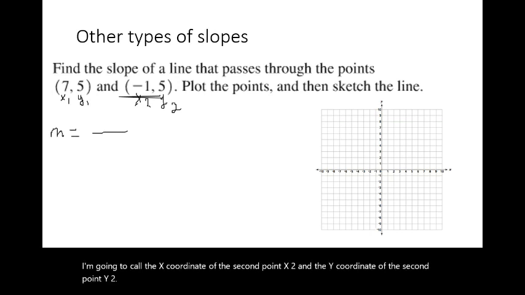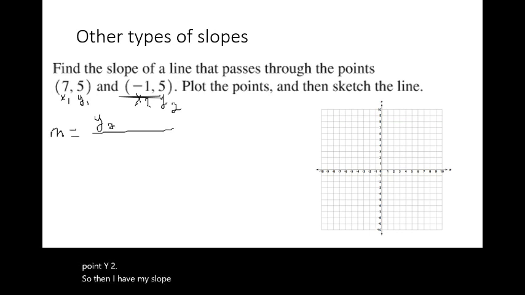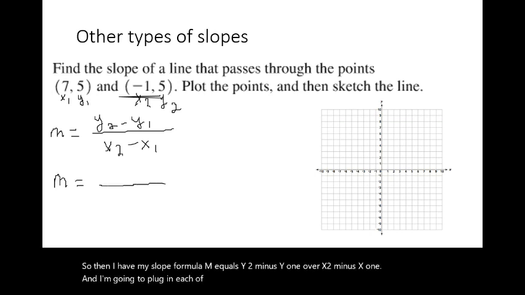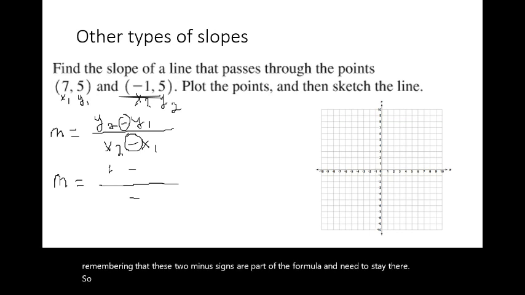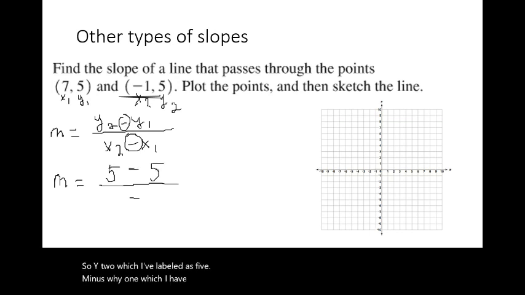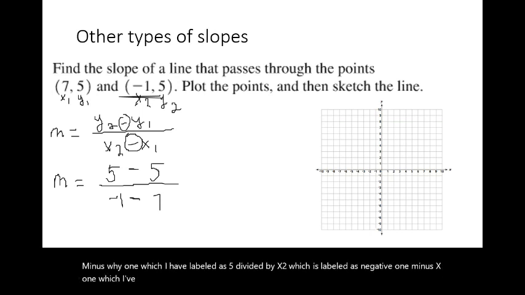So then I have my slope formula, m equals y2 minus y1 over x2 minus x1. And I'm going to plug in each of these values into their appropriate spots in the slope formula, remembering that these two minus signs are part of the formula and need to stay there. So y2, which I have labeled as 5, minus y1, which I have labeled as 5, divided by x2, which is labeled as negative 1, minus x1, which I have labeled as 7.